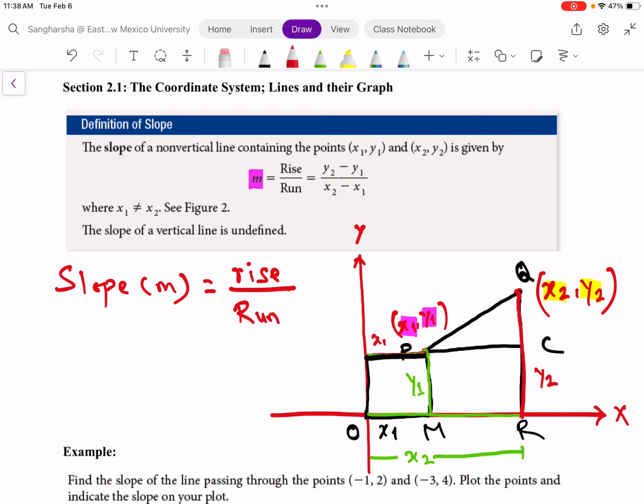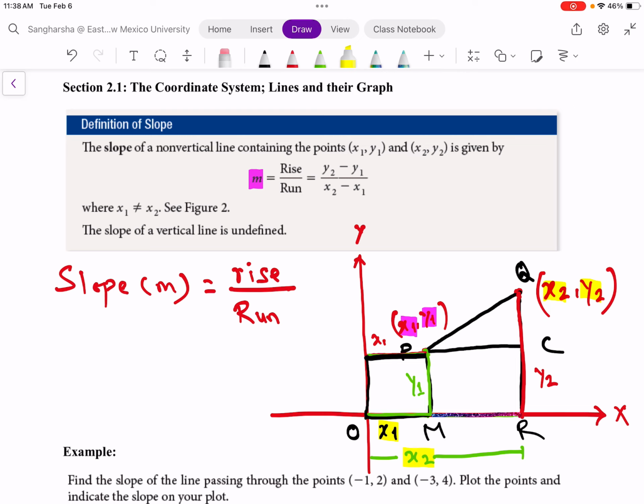Now we need to find the length or distance from M to R. So what do we know? From O to R it is x2, and from O to M it is x1. Then what would be the length from M to R?